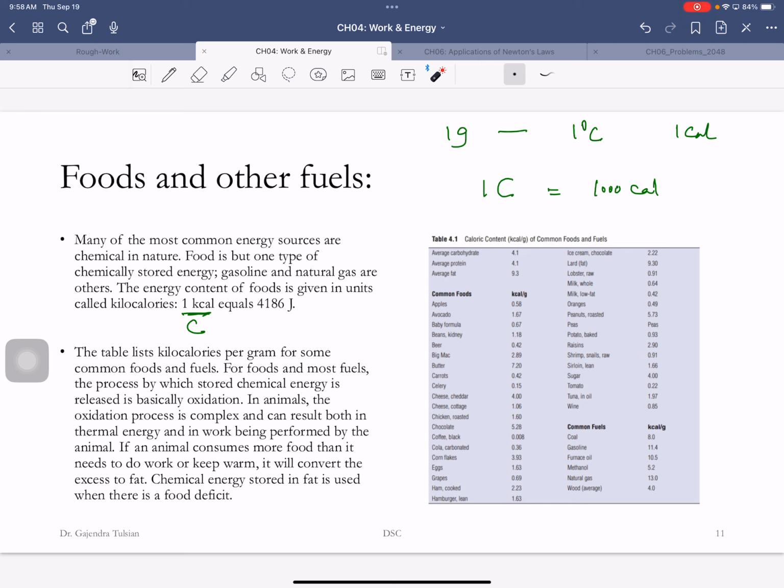Remember, if you store excess energy, you have to carry it around, so you want to store it at the highest energy density. That makes more sense, right? If you stored it as proteins, to store the same amount of energy you would have to carry twice the weight. So you don't want to store it that way. If an animal consumes more food than it needs to do work or keep warm, it will convert the excess energy to fat. It stores it in the bank.